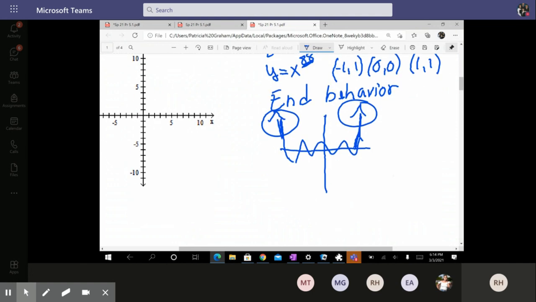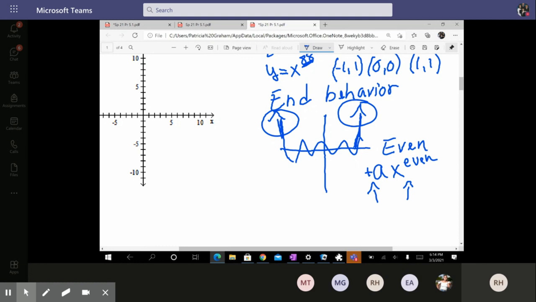Now, if it's even, 2, 4, 6, 8, a times x to any even exponent, and this is a positive a, my end behavior is going to be both of them going up, right? I mean, you know that one. That's your parabola.